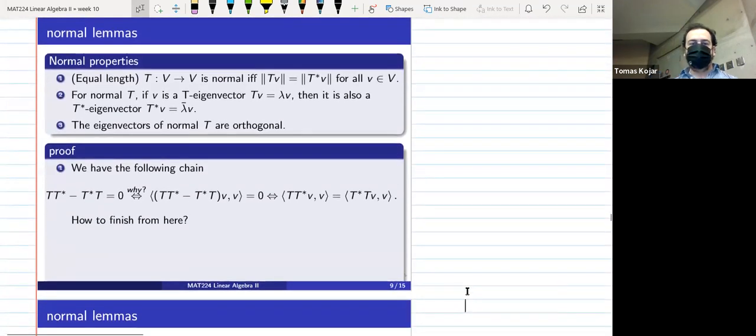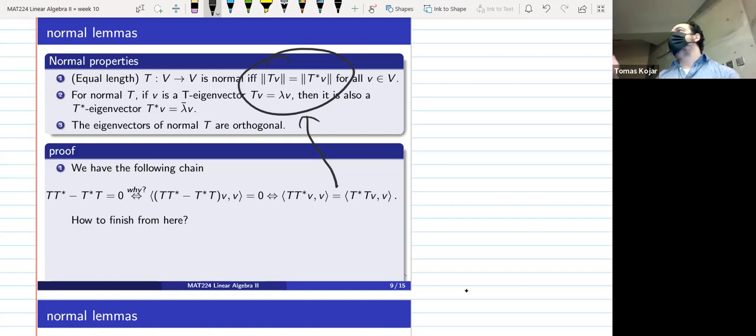So how do you finish from here? How do you show that the norms are equal? What? Compute what? Yeah, but how does this imply this? Okay, yes. Can you speak up?